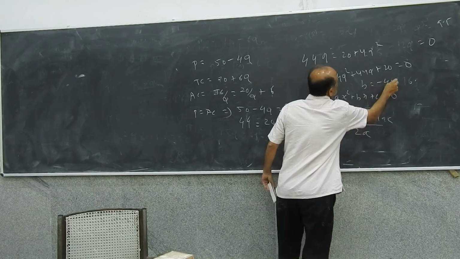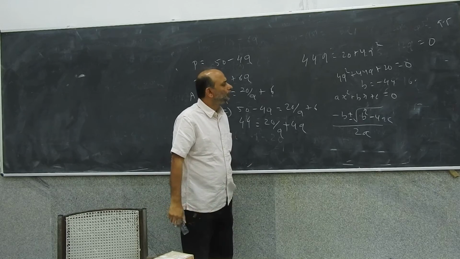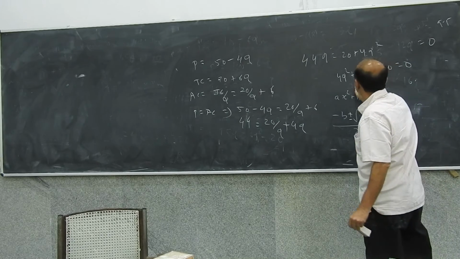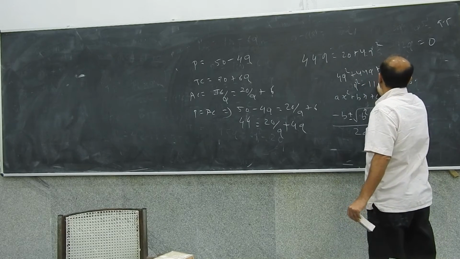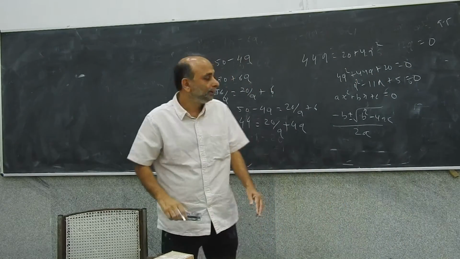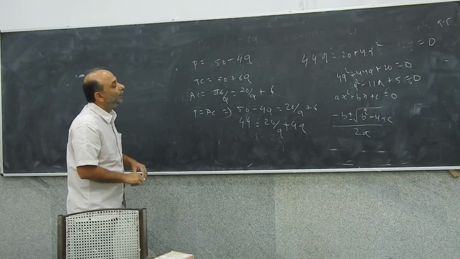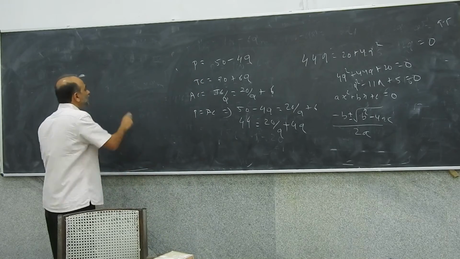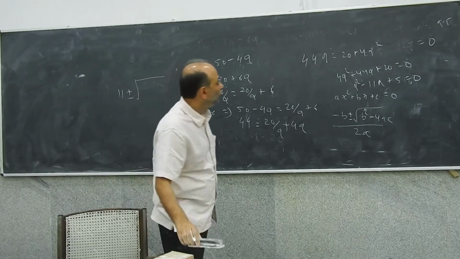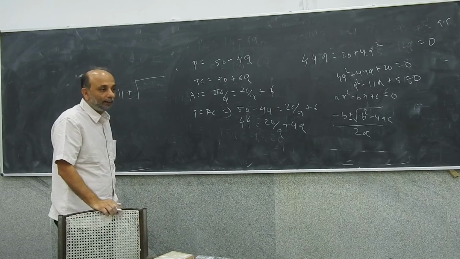Can we simplify it? If you divide throughout by 4, what will you get? You get Q square minus 11Q plus 5 is equal to 0. Right? So in which case, what is the solution? So b is minus 11, right? So minus of minus 11 is 11 plus or minus under root. What is b square? B square is 11 square, right?